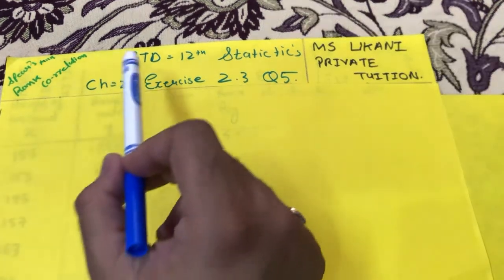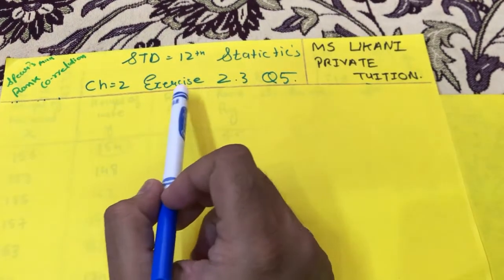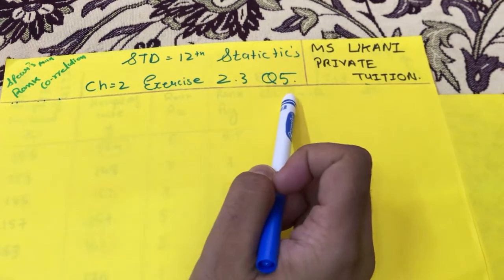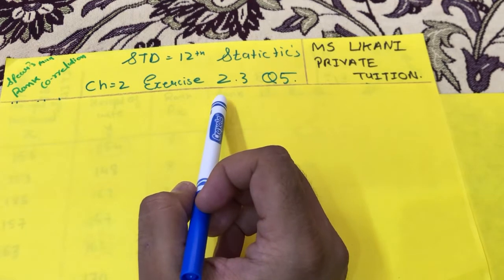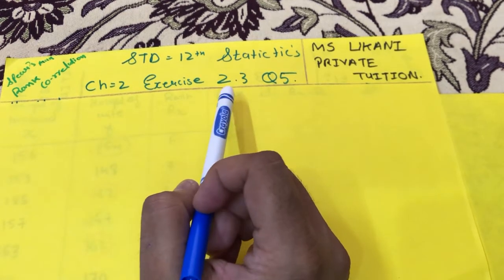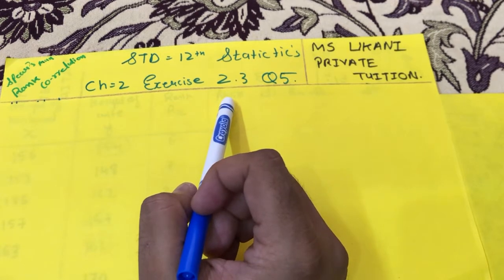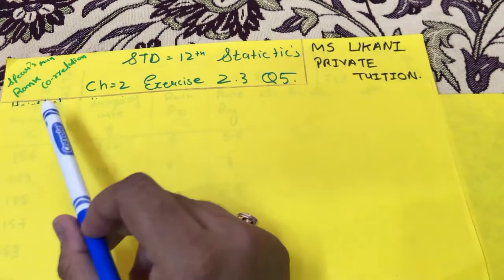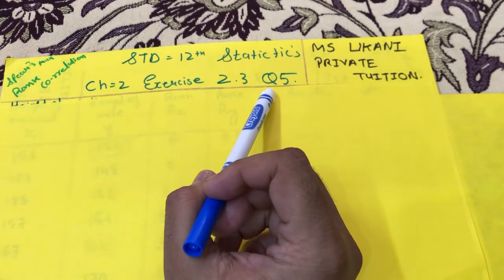So today we are going to study Standard 12 Statistics, Chapter number 2, Exercise 2.3, Question 5. This exercise is related to the Spearman rank correlation method. In this exercise we had already studied question 1 and question 3, which are related to Spearman rank correlation. Now today we will study question 5.